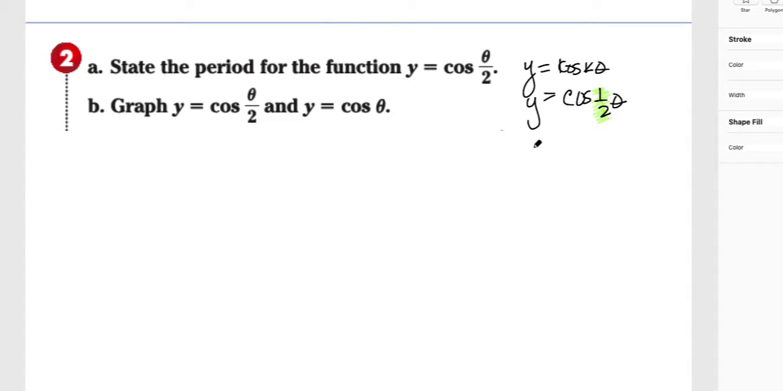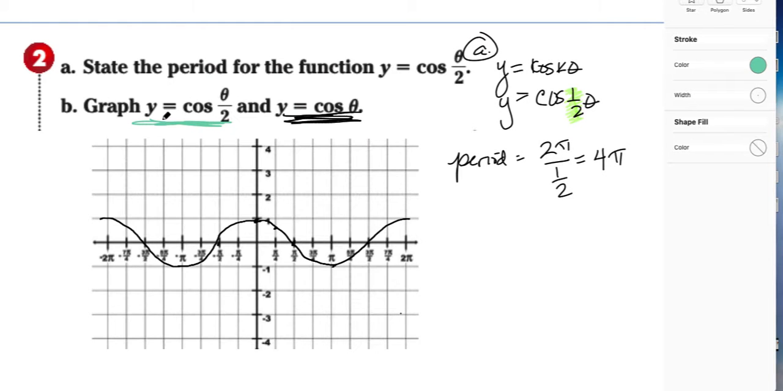So what we need to remember is that to find the period, we need to take 2 pi and divide it by k, the coefficient of the angle. And when we do that, we see that the period of this function will be 4 pi, because when I divide by 1/2, it's like multiplying by the reciprocal, and so that's going to be 4 pi. All right.